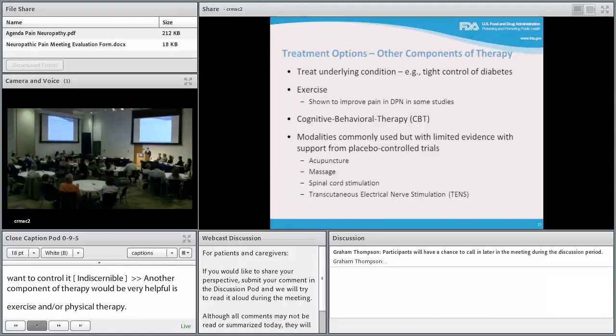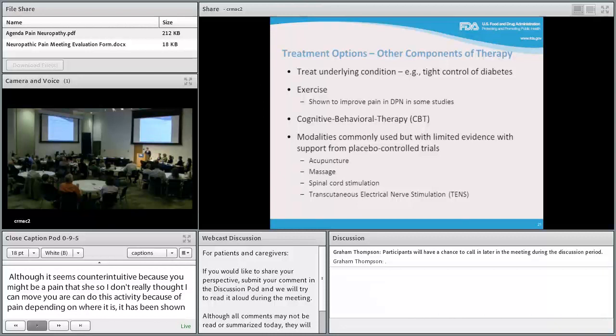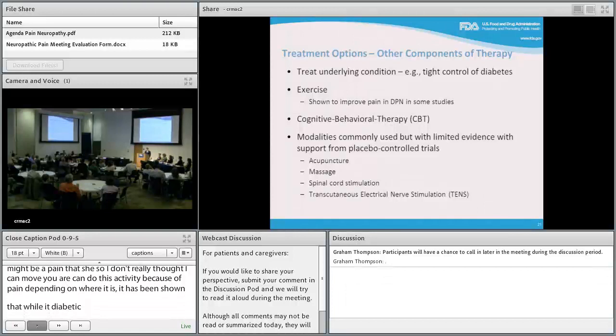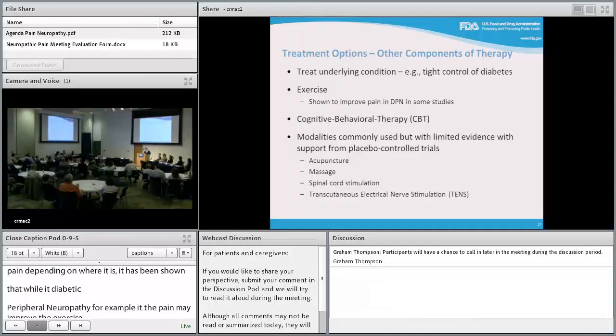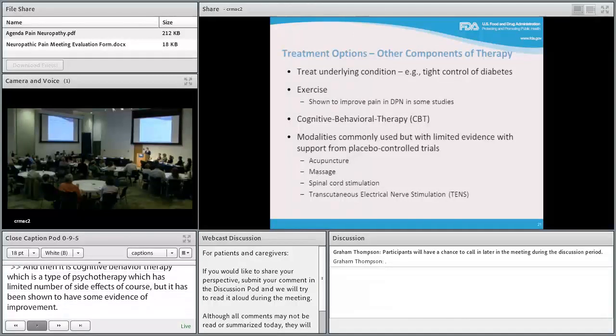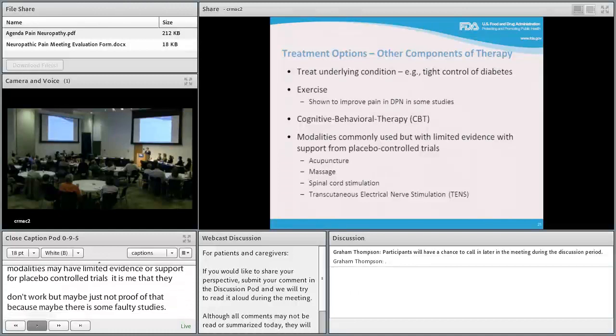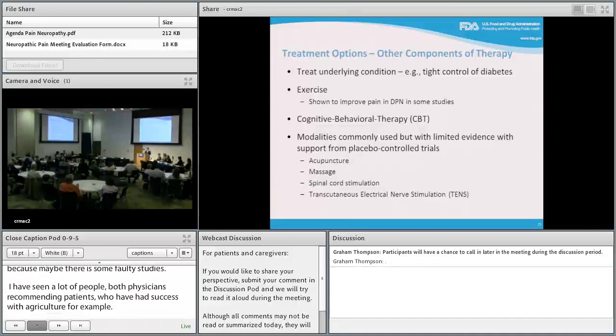And then there's cognitive behavior therapy, which is a type of psychotherapy which has limited side effects, of course, but it has been shown to have some evidence of improvement. And then there's other modalities, and these modalities may have limited evidence or support from placebo-controlled trials. Doesn't mean they don't work, but it may be that there's not as much proof of them because maybe there's been faulty studies. But I've seen a lot of people, both physicians recommending and patients, who have had success with acupuncture, for example. Then you can see some other ones here. Spinal cord stimulation, massage, and TENS units are also used fairly commonly. And when these are used, a lot of times they're used in concert with another treatment.